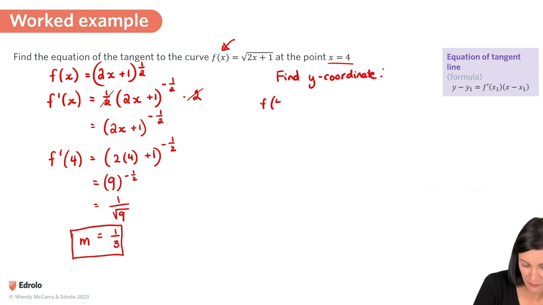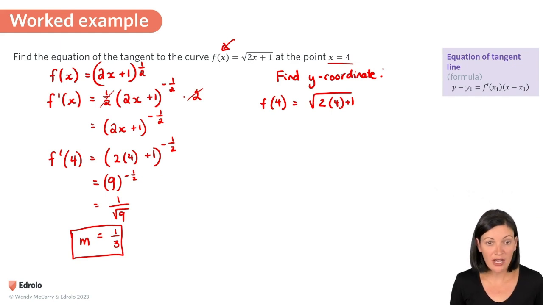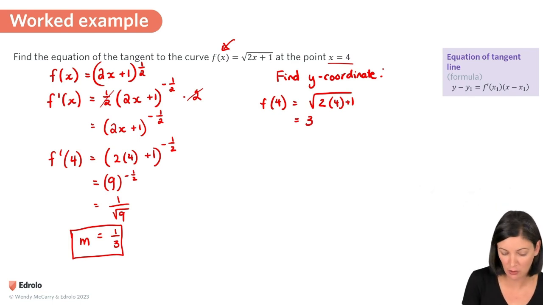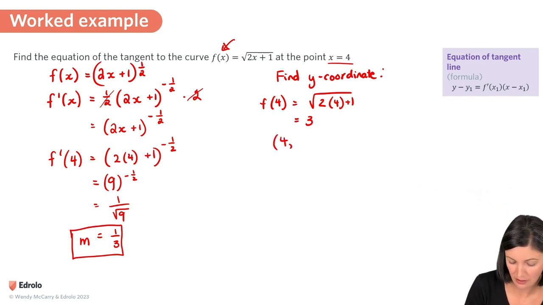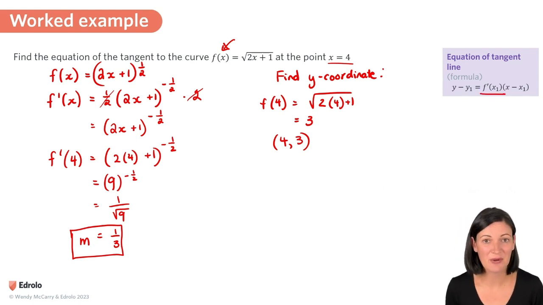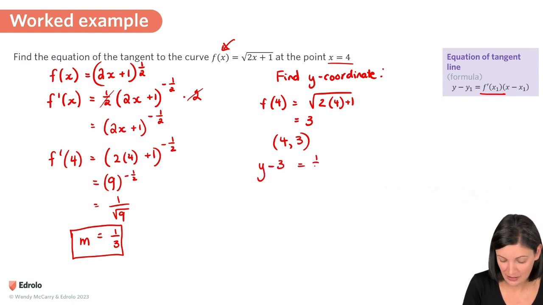Okay, so f at 4 is the square root of 2 times 4 plus 1, which is the square root of 9, so 3. Okay, so the point I'm talking about is the point (4, 3). X equals 4 and y equals 3. So now I'm going to take the point (4, 3) and my gradient 1/3, and I'm going to find the equation of the line. So y minus y1 would be y minus 3. That's going to be equal to the gradient times (x minus 4).